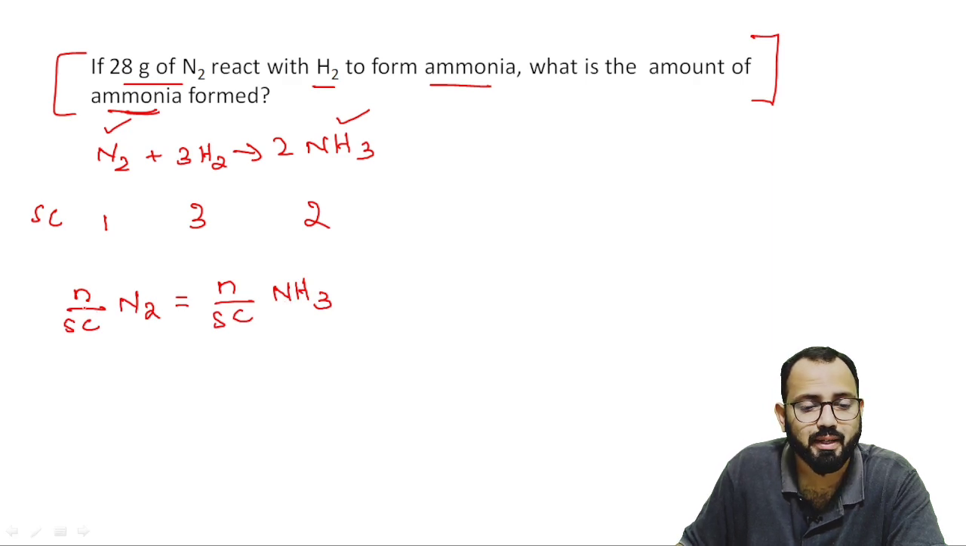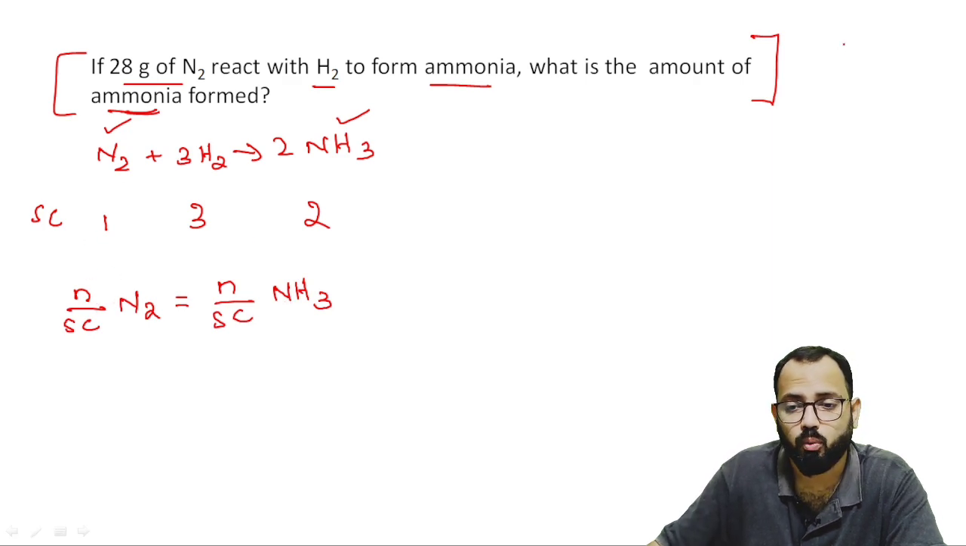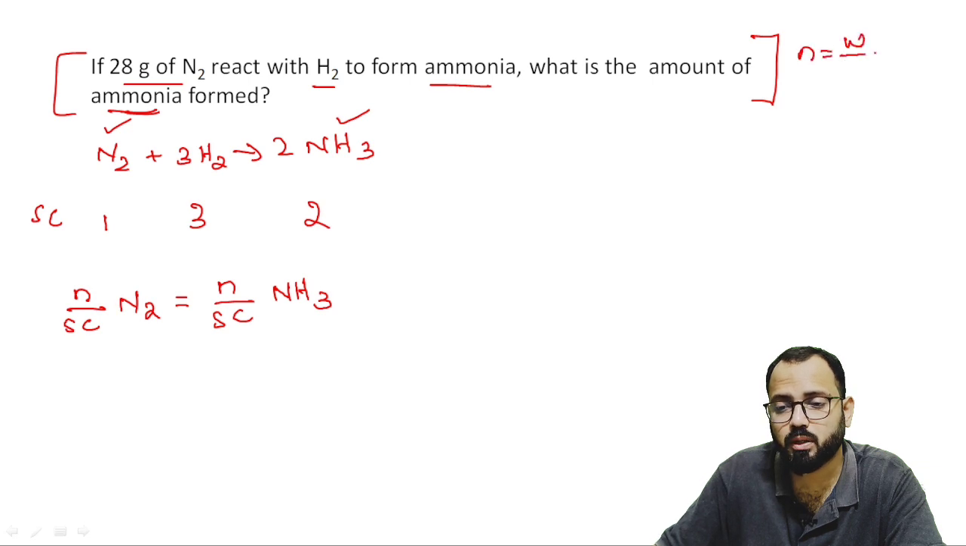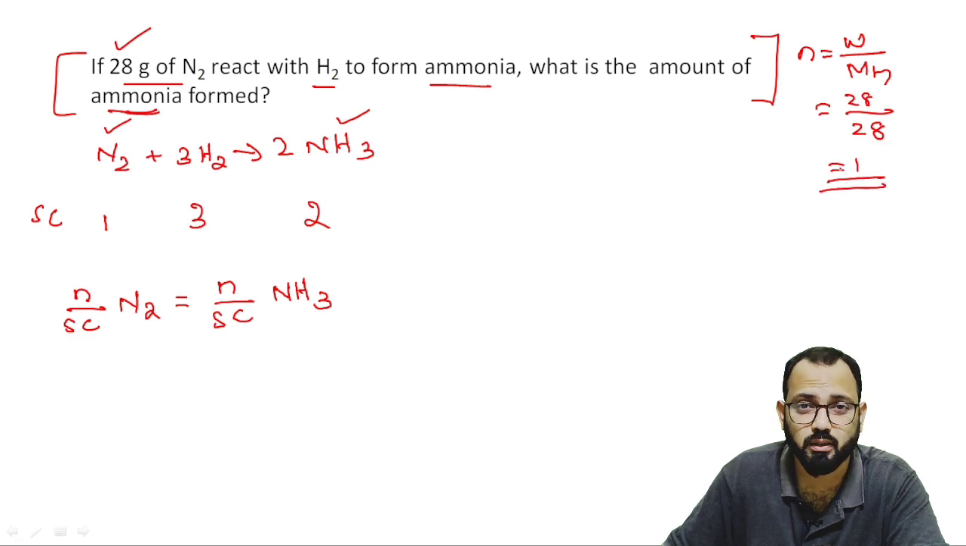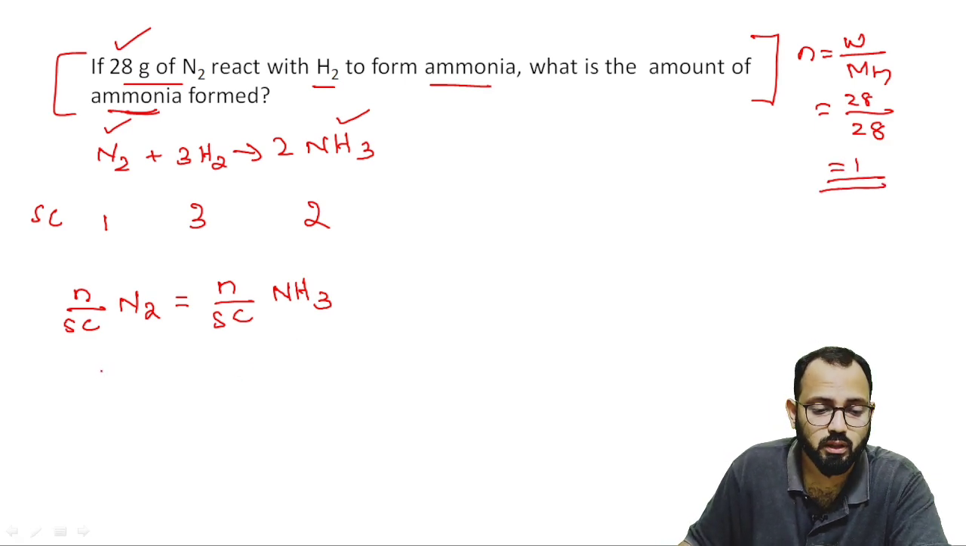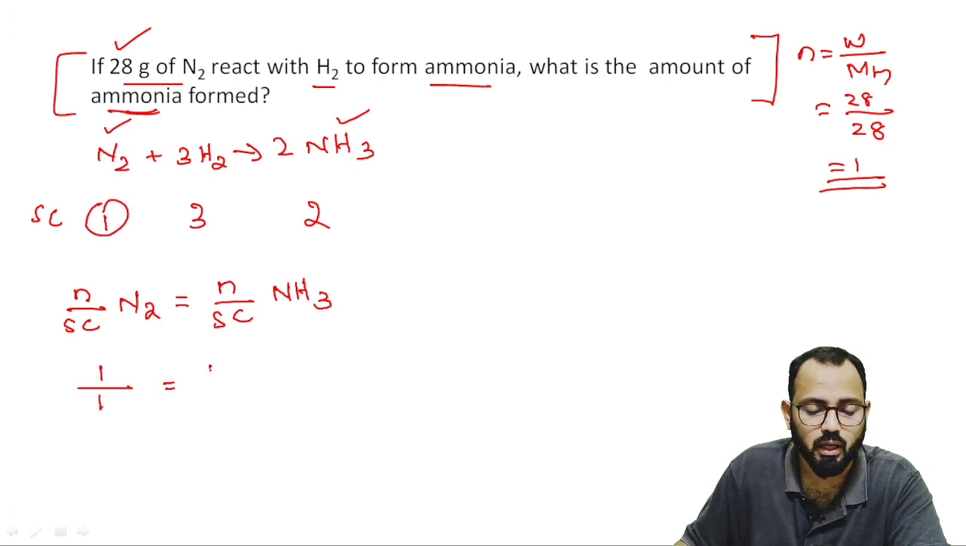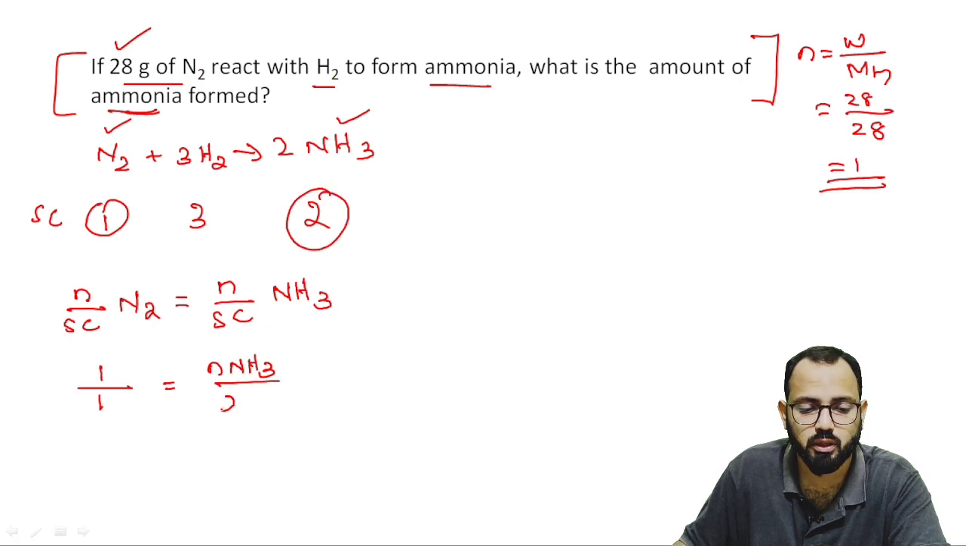Now can I find the number of moles of N2? Obviously, n is equal to given mass by molecular mass. The given mass they have given as 28 gram, right? It's 28 gram divided by 28, and what you are going to get is the number of moles as 1. So you got the number of moles 1, the stoichiometric coefficient is also 1, and n of ammonia by the stoichiometric coefficient of ammonia is going to be 2. So I have written 2. So n of ammonia becomes 2.